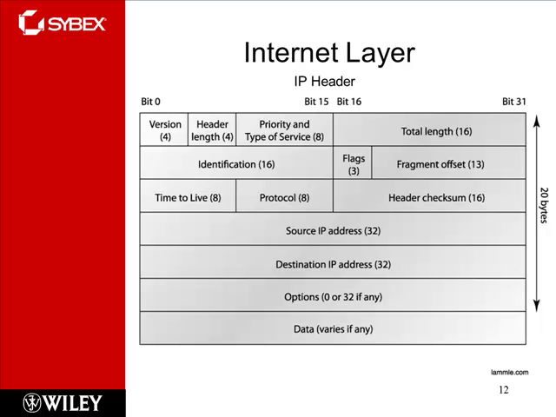Protocol is the next protocol that it expects to see. The header checksum is, again, a check on the header to see if it got damaged at the other end. Source IP address, 32-bit, so we know it's IPv4, because IPv6 is 128 bits, right? Source and destination address, options, again, if any. Data is the stuff that it's received from the layer above it, which would be TCP.